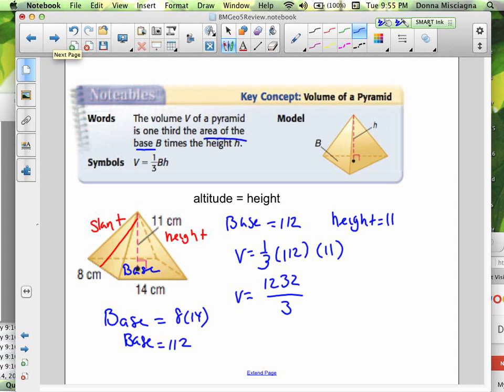And you can leave the exact answer. You don't have to get a decimal equivalent. The exact answer is actually much nicer. And this is measured in centimeters cubed. Volume is a cubic measure. Okay, so that's all there is to finding the volume here. We just take the area of the base, which is a rectangle, and we've done area, and then multiply it by the altitude.